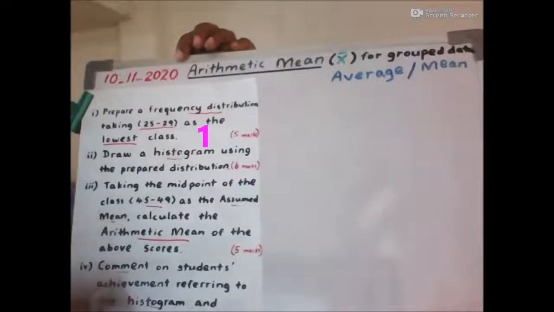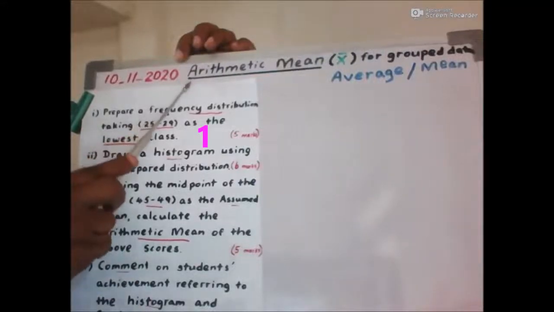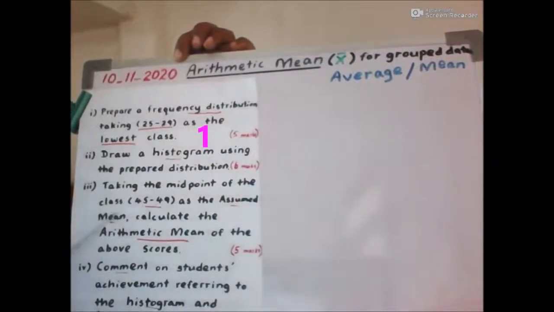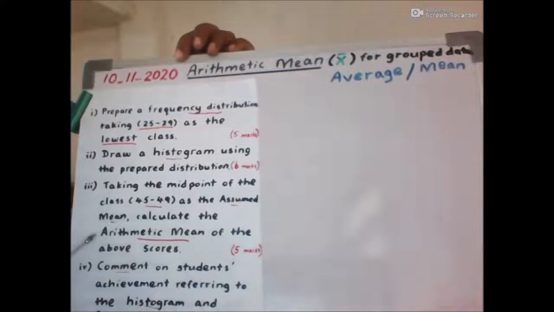Today we are going to do the arithmetic mean, x bar. In your exam paper, there's a question based on the arithmetic mean, right? For example, taking the midpoint of the class 45 to 49 as the assumed mean, calculate the arithmetic mean of the above scores. So this is what we are going to do. We are going to learn how to calculate the arithmetic mean.